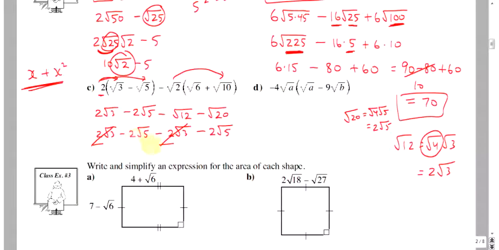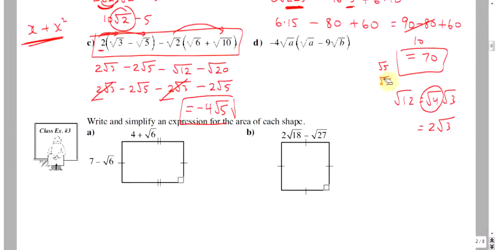Negative 2 root 5, negative 2 root 5's. Let's let root 5's be dollars. You owe $2. You owe another $2. How many dollars do you owe? Okay? So again, this big ugly thing simplifies all the way down to that.